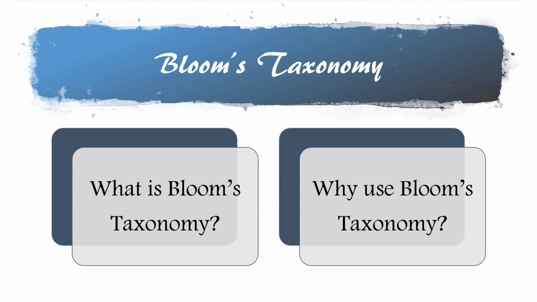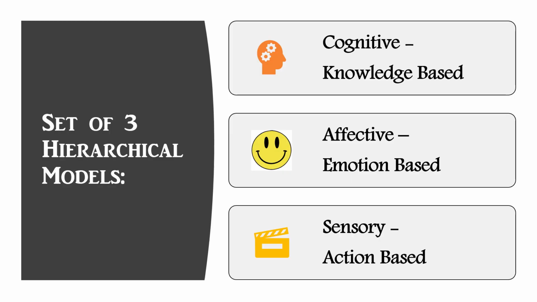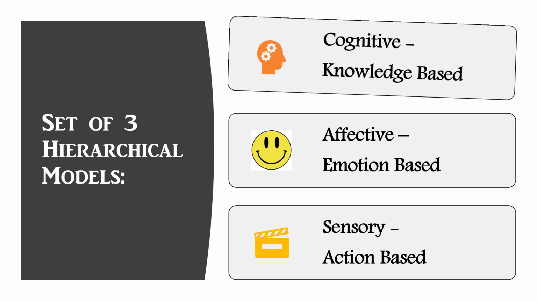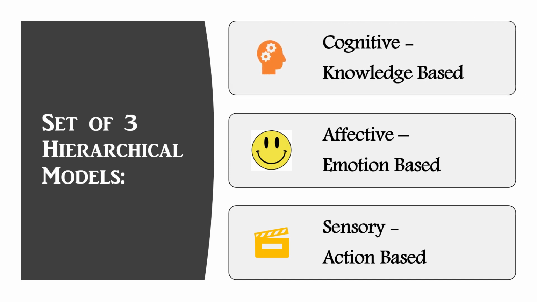Most educators are familiar with Bloom's taxonomy, which is a set of 3 hierarchical models used to classify educational learning objectives or goals. So what are these 3 hierarchical models? The first one is cognitive or knowledge-based approach. So cognitive domain is nothing but thinking. It is intellectual ability, comprehending information, evaluating ideas into actions. So cognitive is nothing but knowledge-based learning.